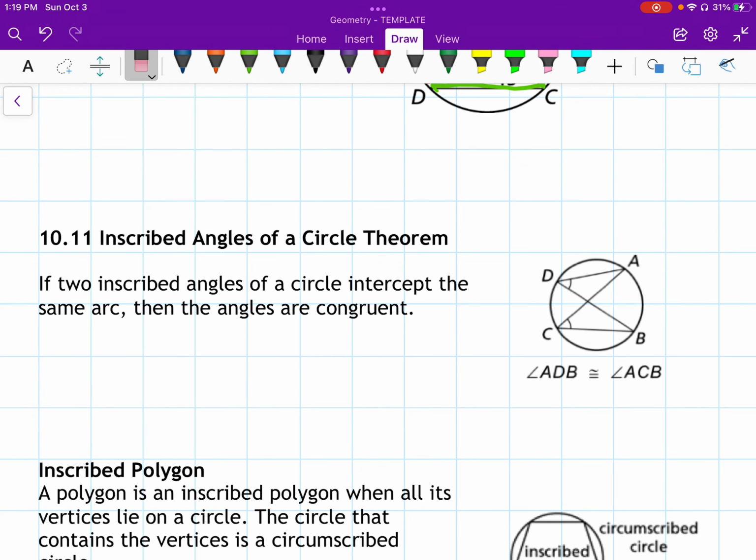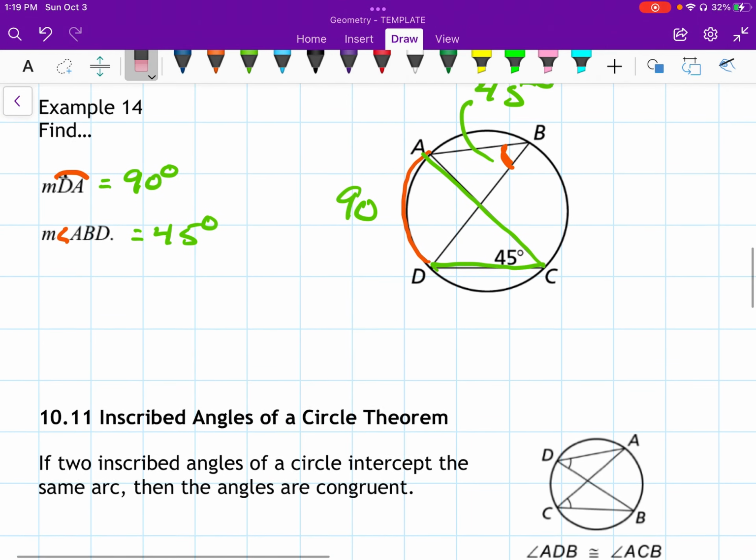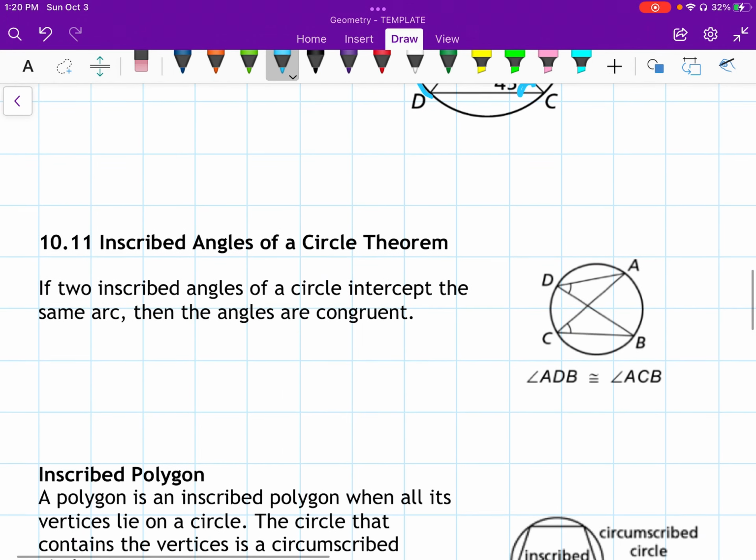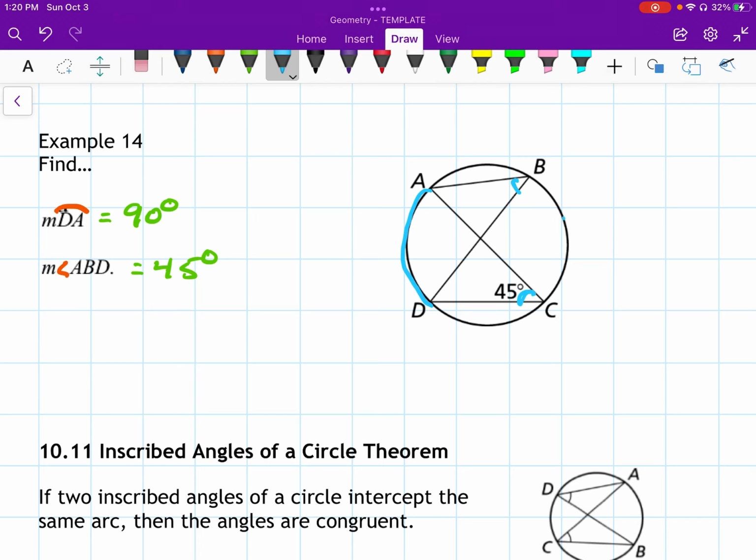The inscribed angles of a circle theorem. If two inscribed angles of a circle intercept the same arc, then the angles are congruent. And I want to scroll back up to the previous example to talk about this one. Let me erase what I have on the circle. We have this angle. It opens up to this arc, which also belongs to this angle. Right? So just like in example 14 where we showed that angle B and angle C are equal, that's what this theorem is saying. Anytime we have an angle whose endpoints or whose arc is the same as another angle, then it's going to be congruent.